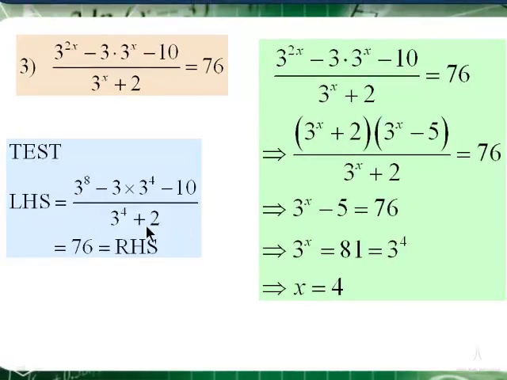Testing it, in other words, replace x by 4 in the left hand side of the given equation, and you get 3 to the power 8 minus 3 times 3 to the power 4 minus 10 over 3 to the power 4 plus 2. Input this in your calculator, it will give you an answer of 76, which is equal to the right hand side, so therefore this will be the correct solution.